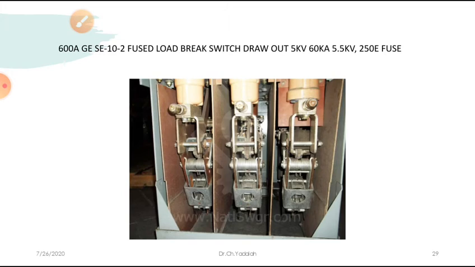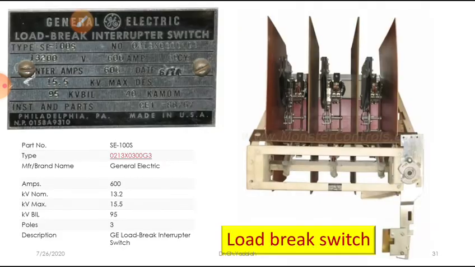Here we can take one example. These are the things already covered. Now you can see the General Electric load break interrupter switch. The nameplate gives some values. What are the values? The rated voltage is 13,200 volts, that is 13.2 kV, the maximum voltage is 15.5 kV, and at the same time the current rating is nearly 600 amperes.